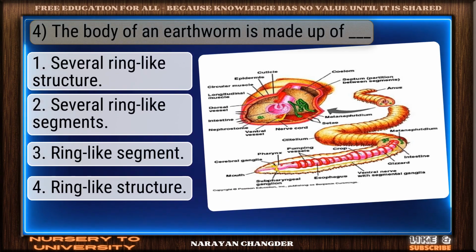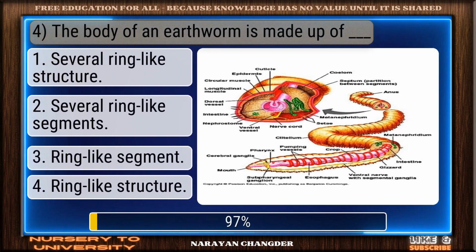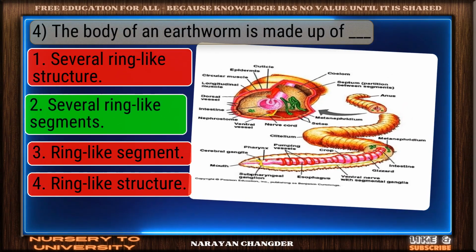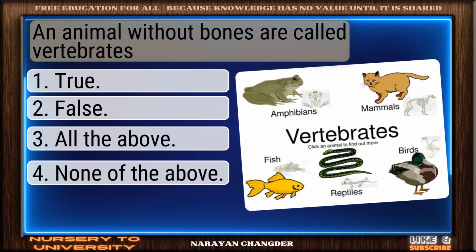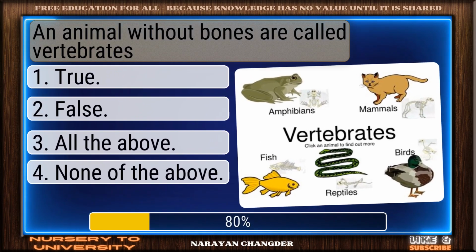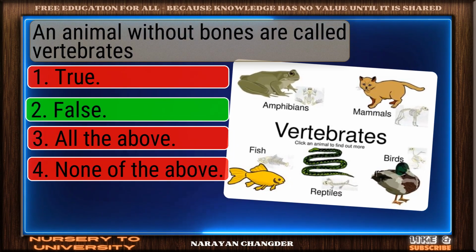The body of an earthworm is made up of dash. Correct. Several ring-like segments is the right answer. Animals without bones are called vertebrates. Perfect. False is the correct choice.